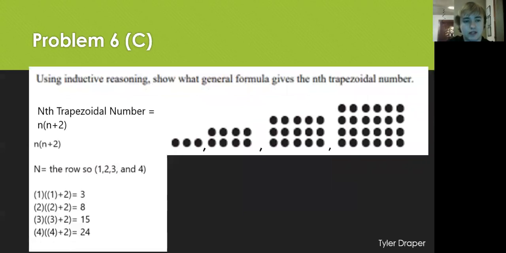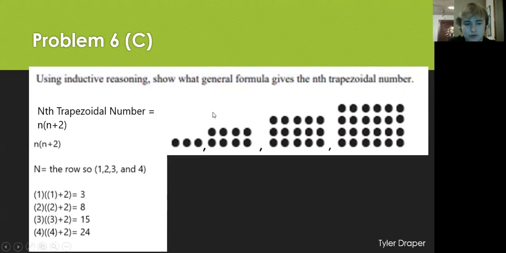Okay, 6C, using inductive reasoning, show what general formula gives the nth trapezoidal number. Nth trapezoidal number equals n times n plus 2, in the row, so 1, 2, 3, and 4. Okay, so basically what we're doing here, we're seeing the nth number. So we have 1, we have 2, 3, 4, and that's how we're going to add up how many dots are in the trapezoid. So we see 1 times 1 plus 2 equals 3 times 1 equals 3. So we see 1 row, and we get 3 dots.